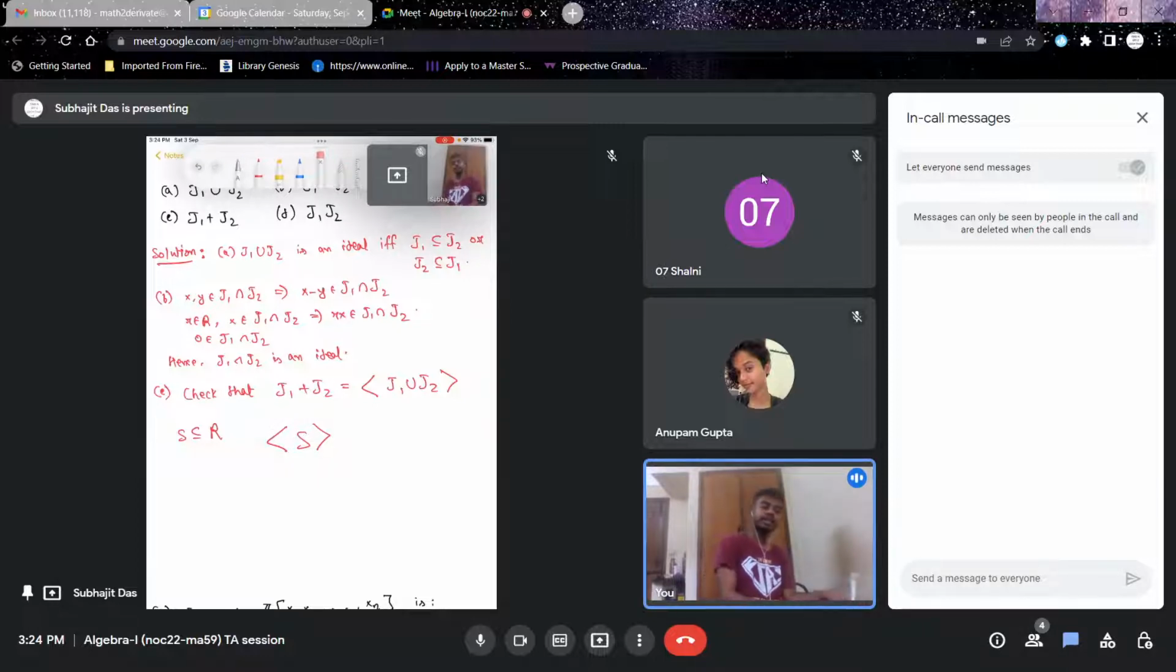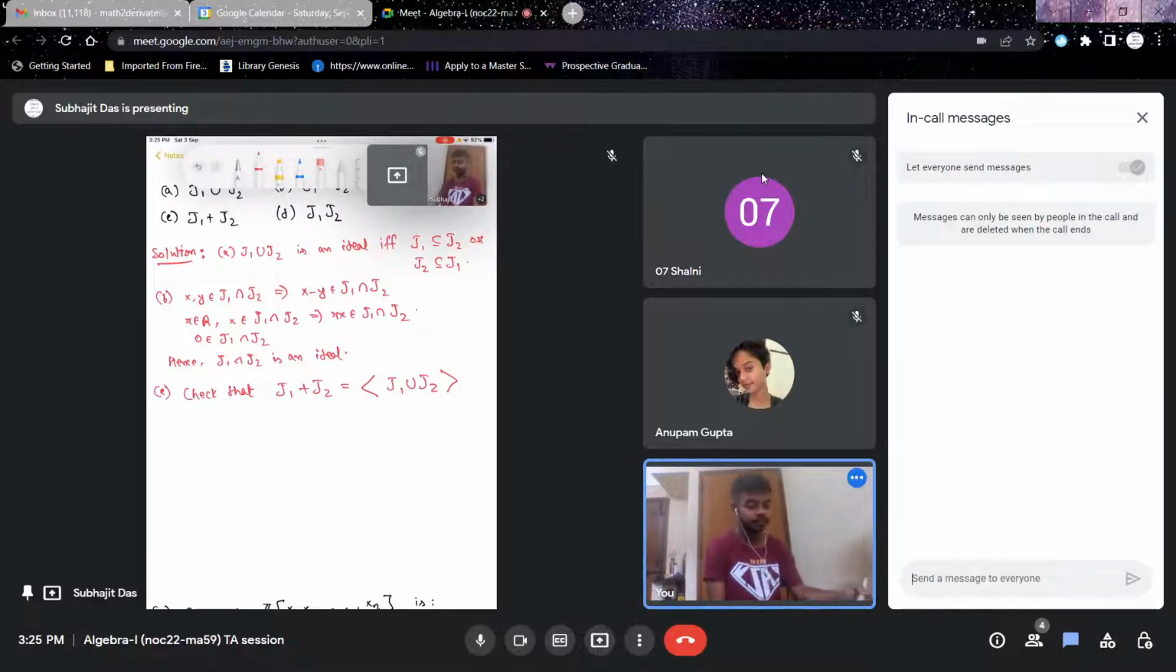From this you can easily figure out what the elements in the ideal are. As you said, the element should be of the form r1 s1 plus r2 s2 plus dot dot dot up to rn sn, finite sums of those forms. So this is precisely the definition, and you can check that J1 plus J2 is precisely the ideal generated by J1 and J2, or J1 union J2. That is, J1 plus J2 is the smallest ideal of your ring containing both J1 and J2. And that's very easy to see.